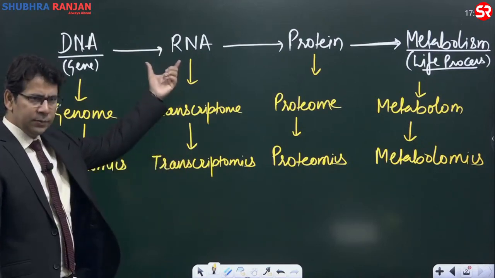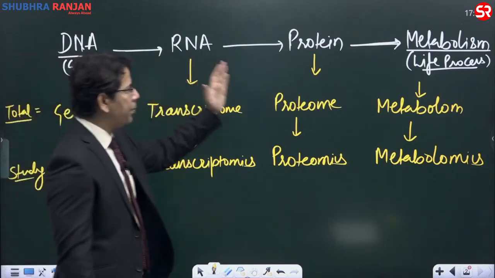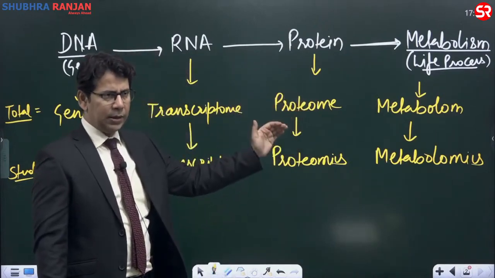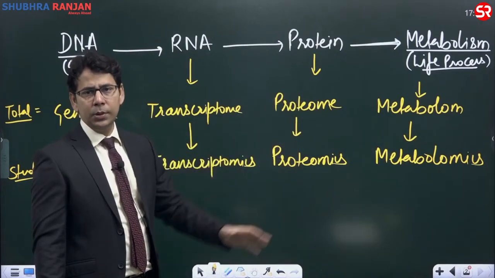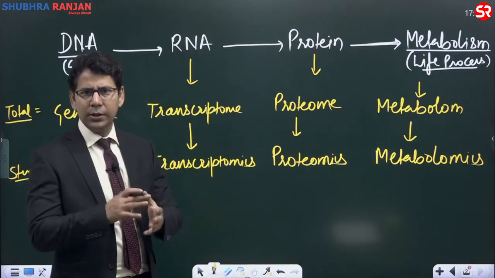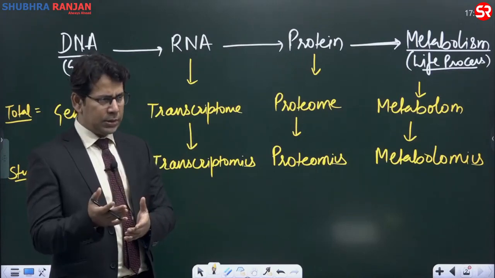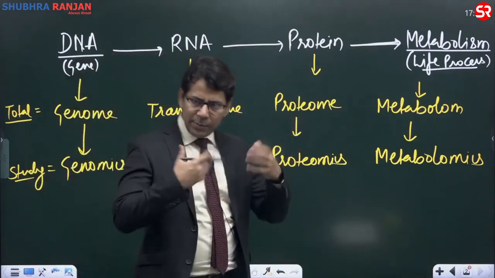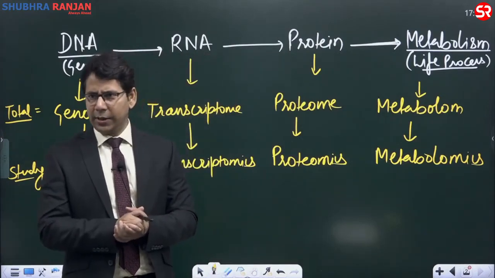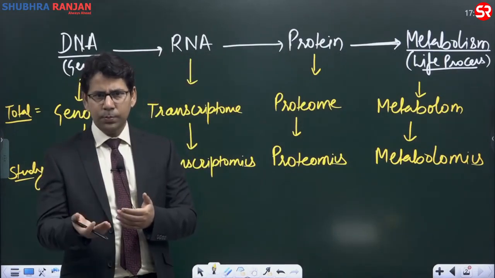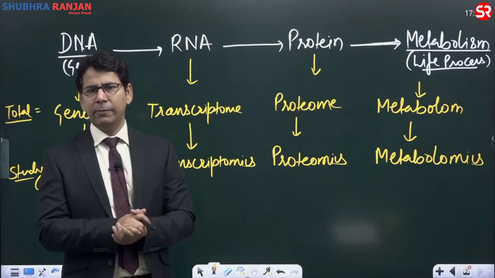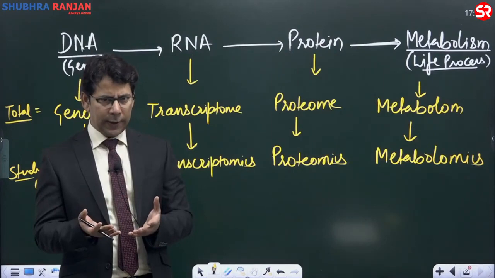The study of RNA. The total types of protein that a cell or an organism can make are collectively known as proteome. And then the study of different types of protein in our body is known as proteomics. The total types of chemicals that are produced in the body by metabolic activity are known as metabolome, right? And the study of all the chemicals present in the body will be known as metabolomics, है ना?